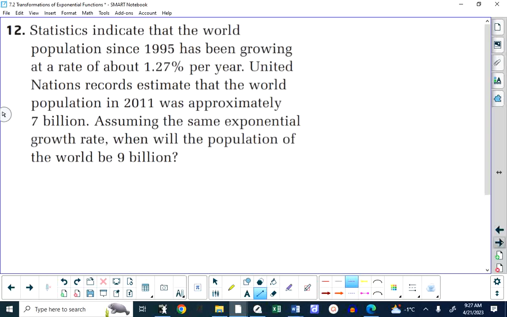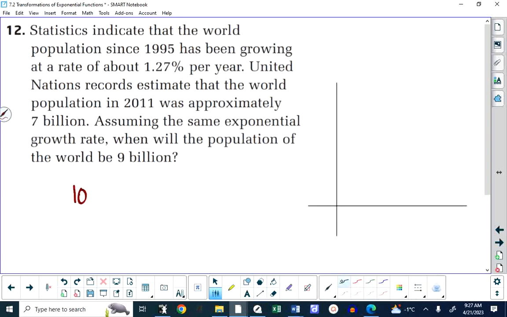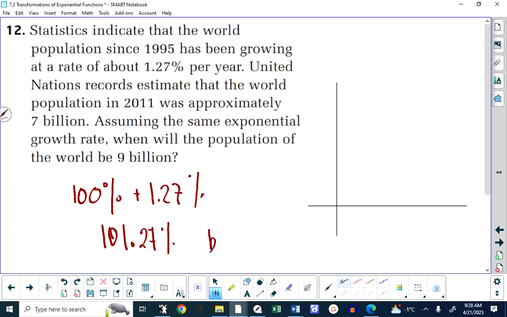Well, number 12 is, when you start to look at something like number 12, where you have exponential growth, and the growth is 1.27% per year, one of the things we learned is that that means that at the end of every year of growth, the new population will be 101.27% of what it was, which means your base is 1.0127.